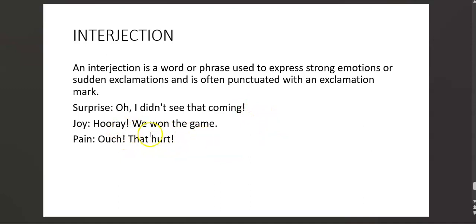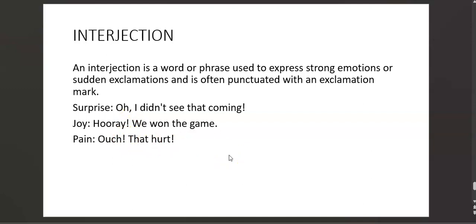"Hooray! We won the game." Hooray here shows your emotion of joy. Okay? "Ouch! That hurt." So you see, they are simply like sounds that people make to show their strong emotions or exclamations. And when you're using interjections in sentences, you must put exclamation marks here. This is also an exclamation mark, and this is also an exclamation mark. So you have to be keen when you're using interjections.